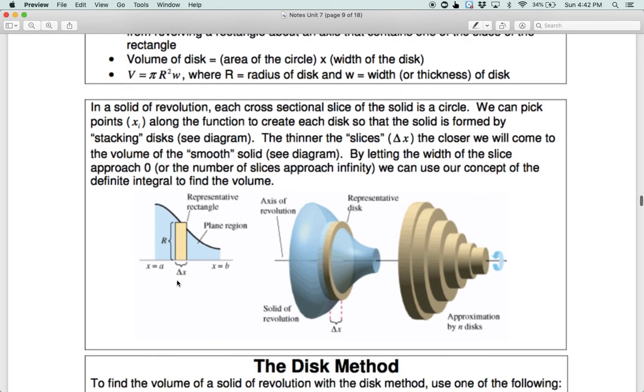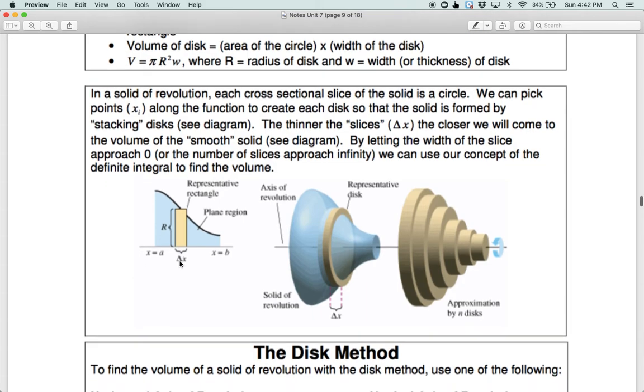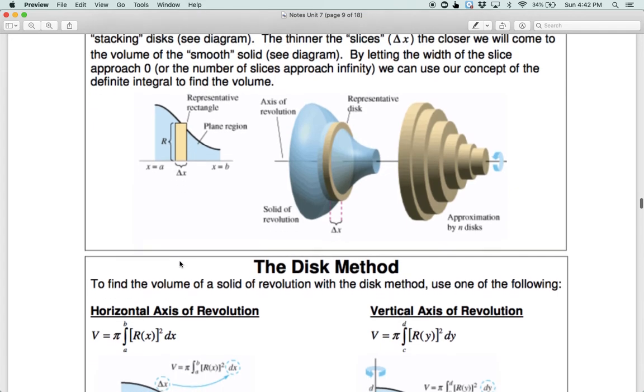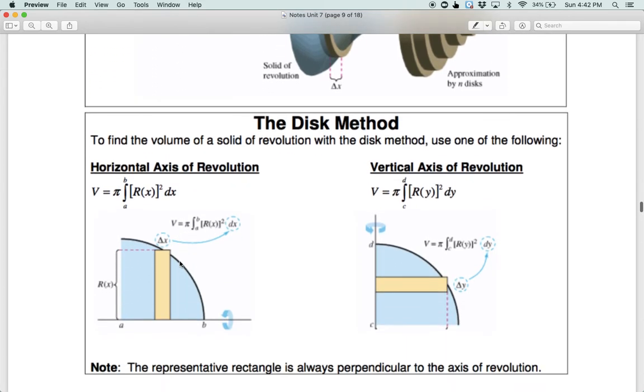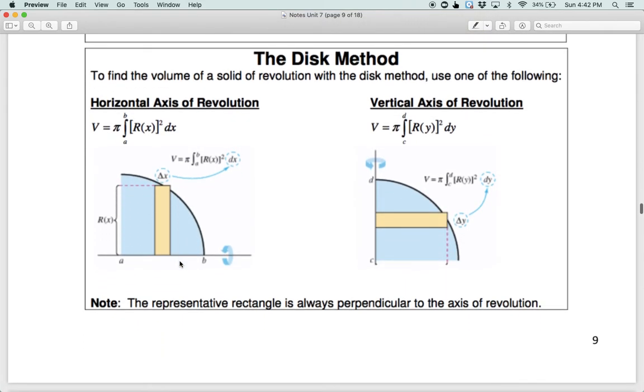So we've talked about this idea before of a representative rectangle. That's going to be really important because these are the rectangles that we're going to revolve to find the disk, okay, that we are going to use. And so it makes sense that what we are going to use is called the disk method. And so the disk method for finding volume looks like this.